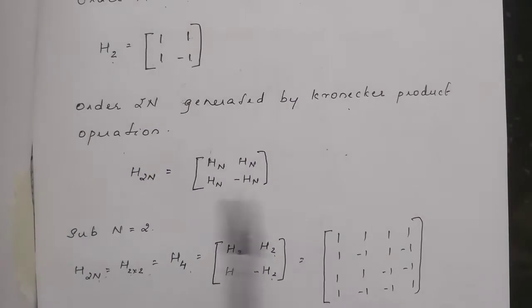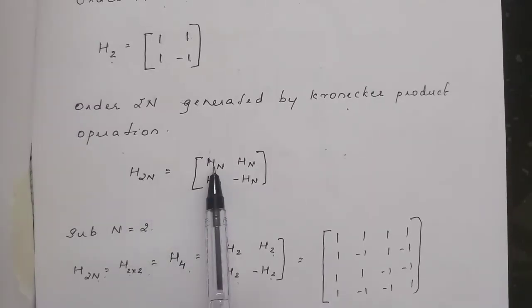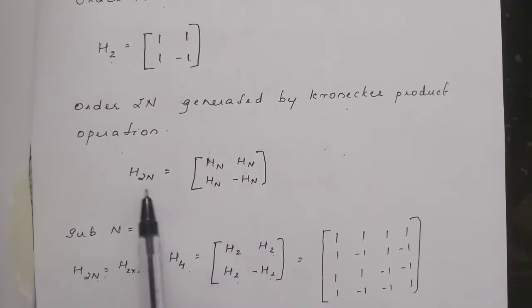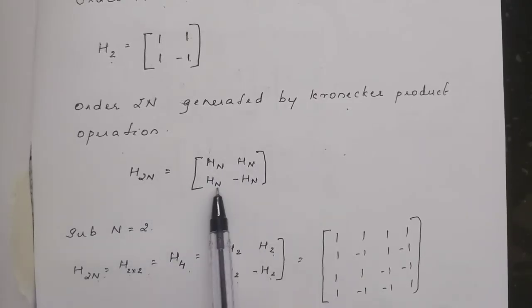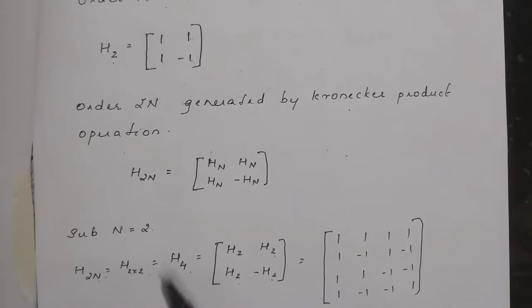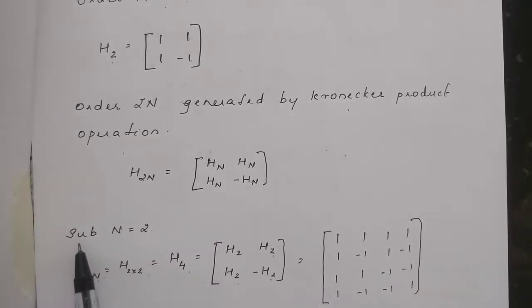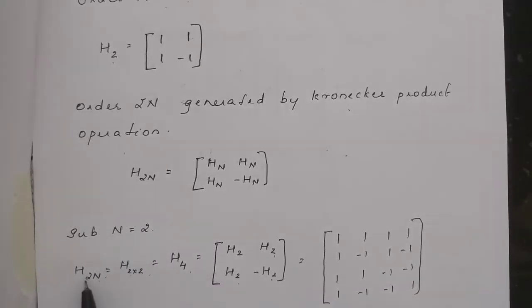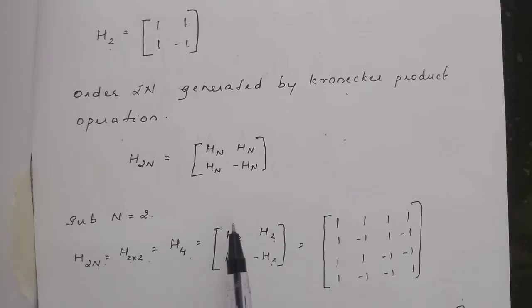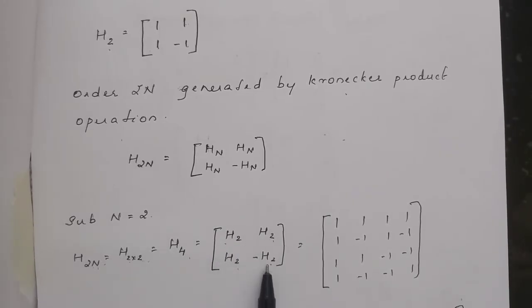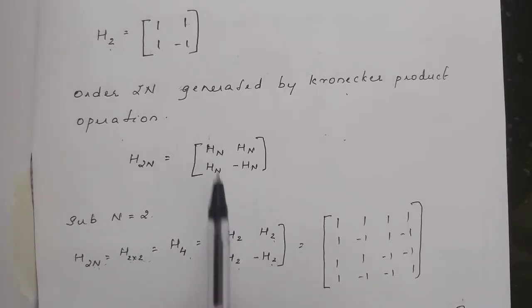For that we have seen H2n is equal to [Hn Hn; Hn -Hn]. Now we are going to substitute n equal to 2. When we substitute n equal to 2, it becomes H2n equal to H2 into 2, that means H4. So we write it as [H2 H2; H2 -H2], because n equals 2 here.